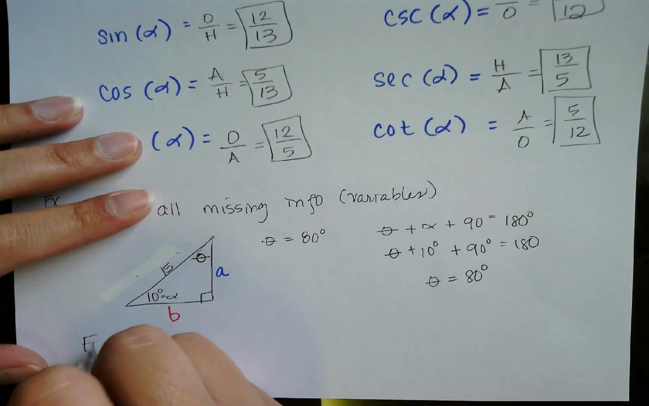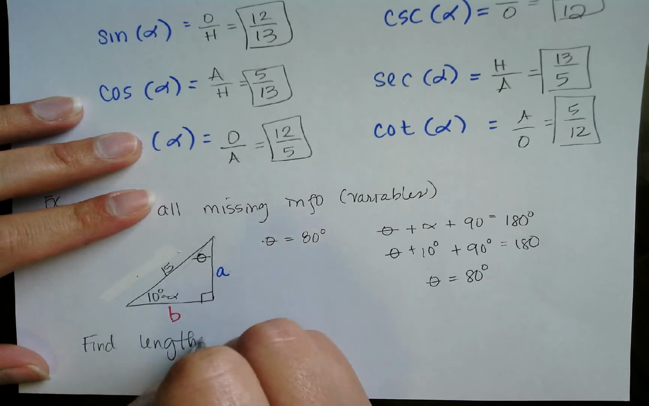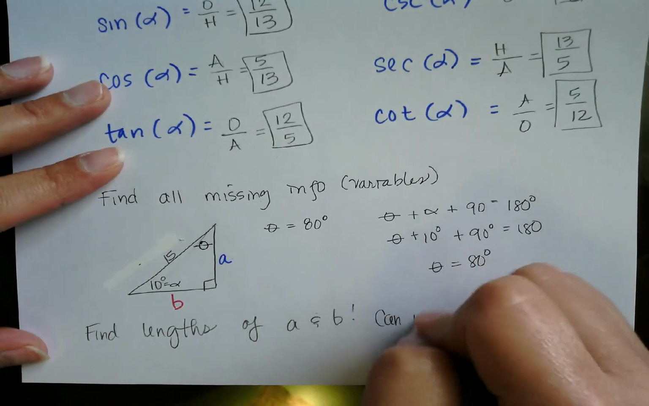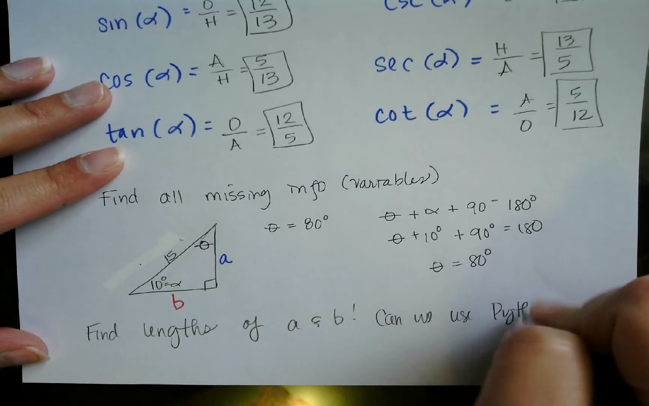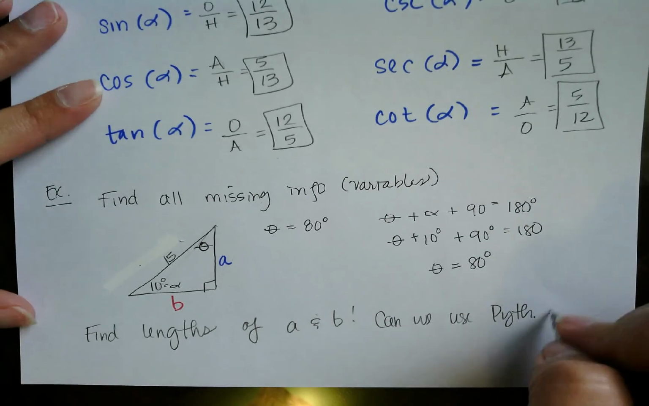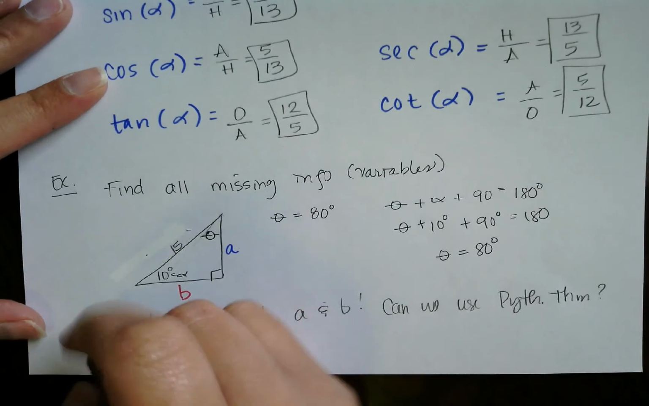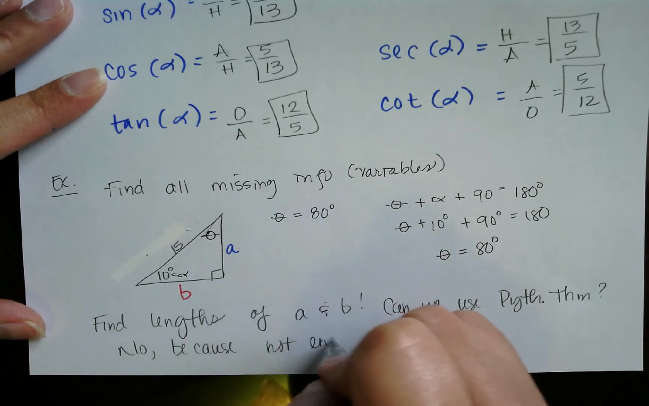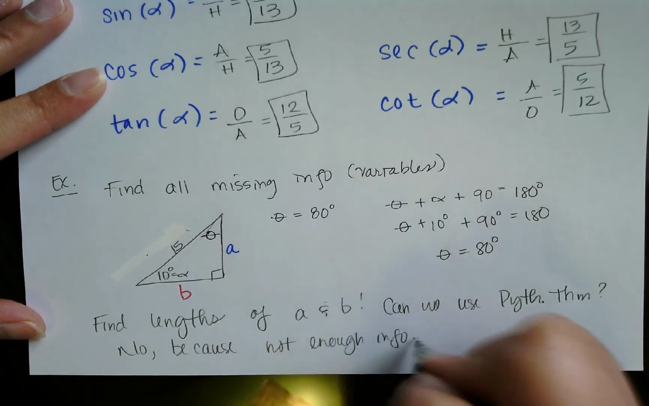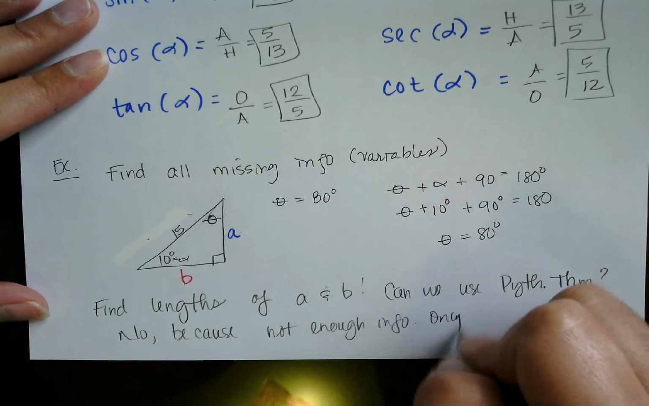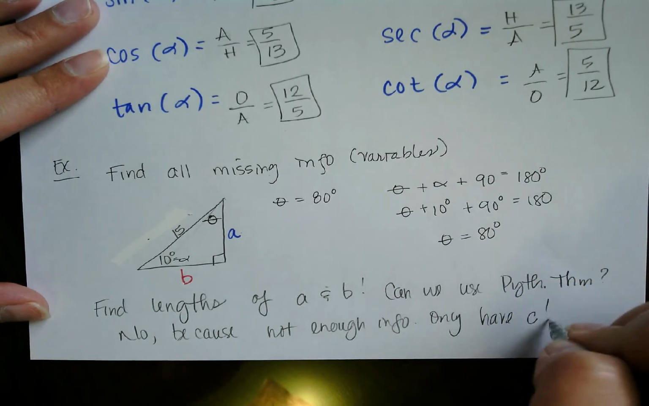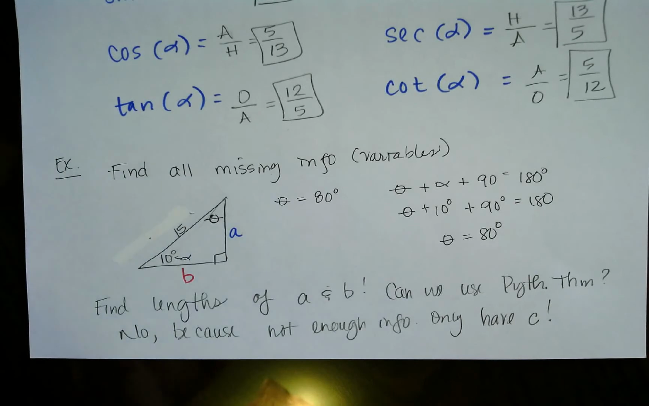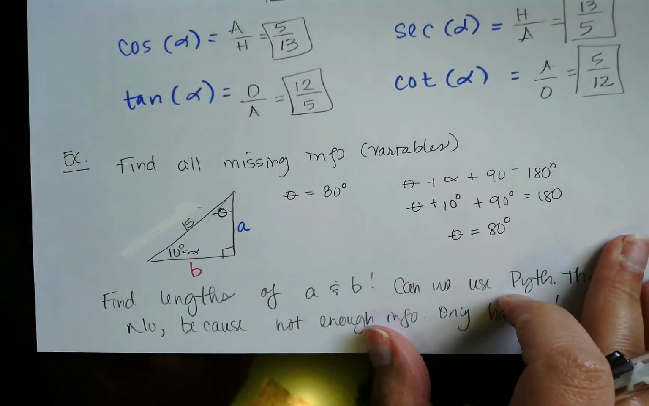So now we got to find side lengths. Find lengths of A and B. Okay. Can we use Pythagorean theorem? Because that's how you find side lengths of right triangles. And somebody says, nope, no, because not enough info. Okay. You only have the hypotenuse. You only have C. Okay. All you got is C. You're going to have A squared plus B squared equals 15 squared. It's not going to work. So we got to go somewhere else.